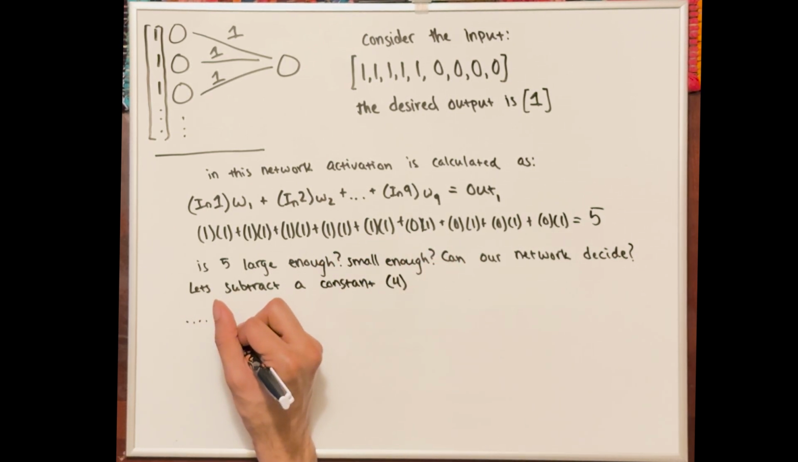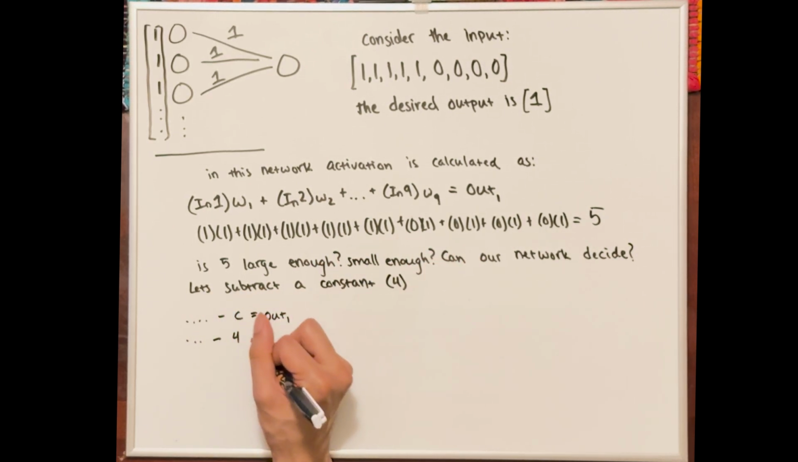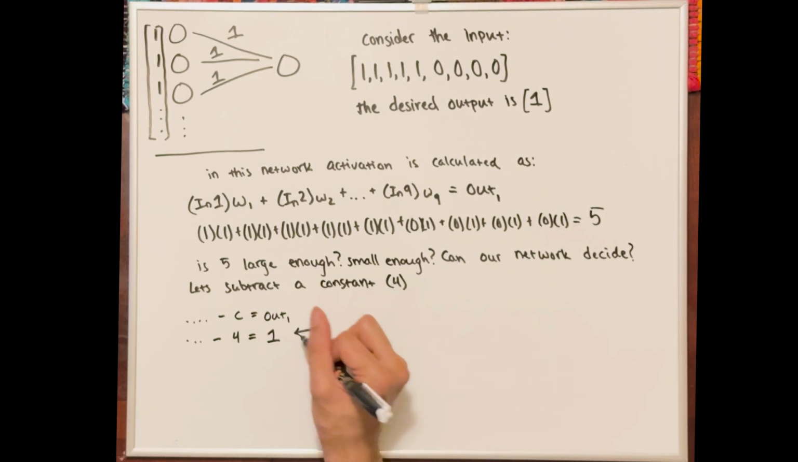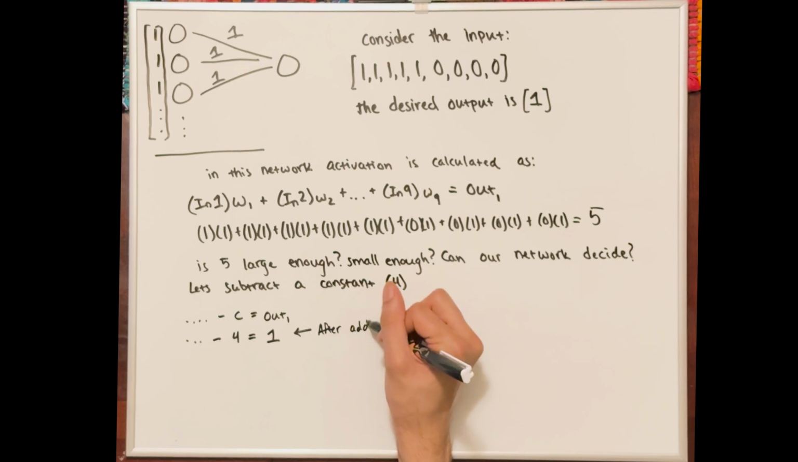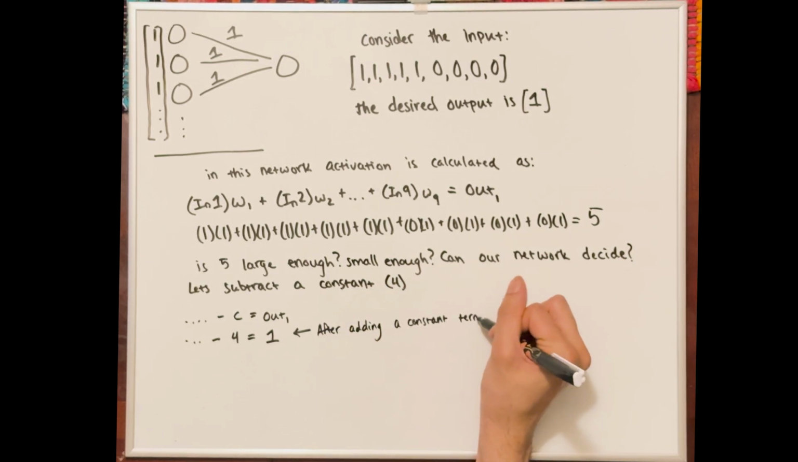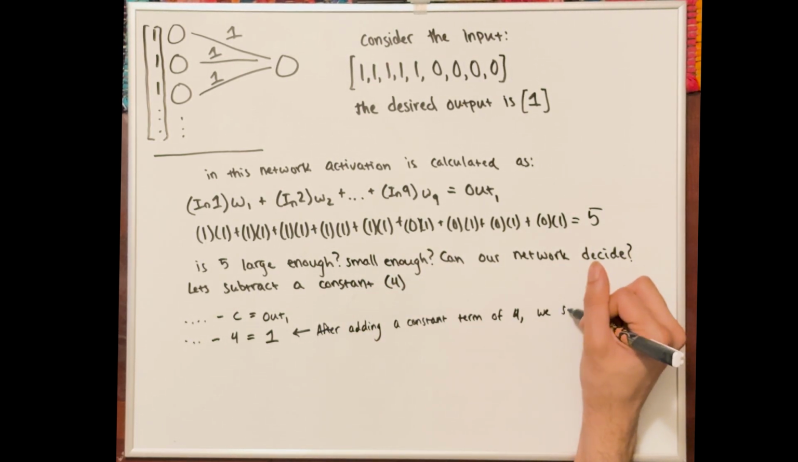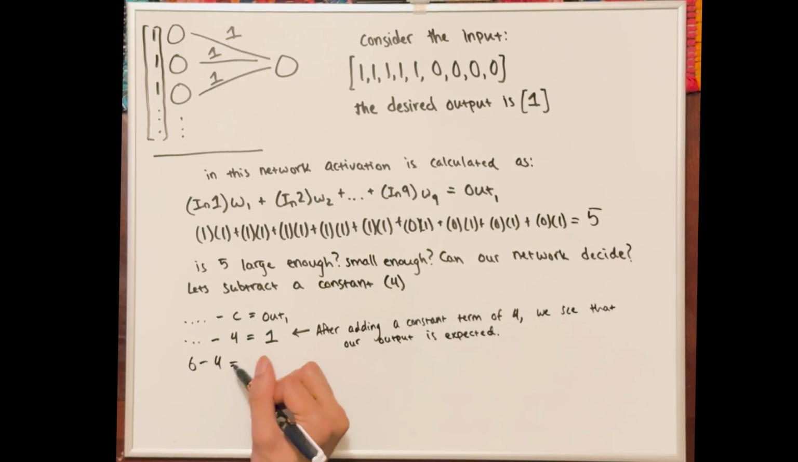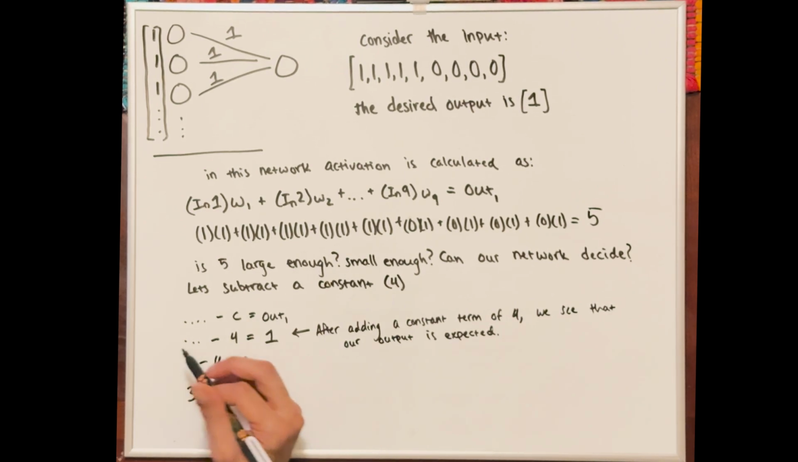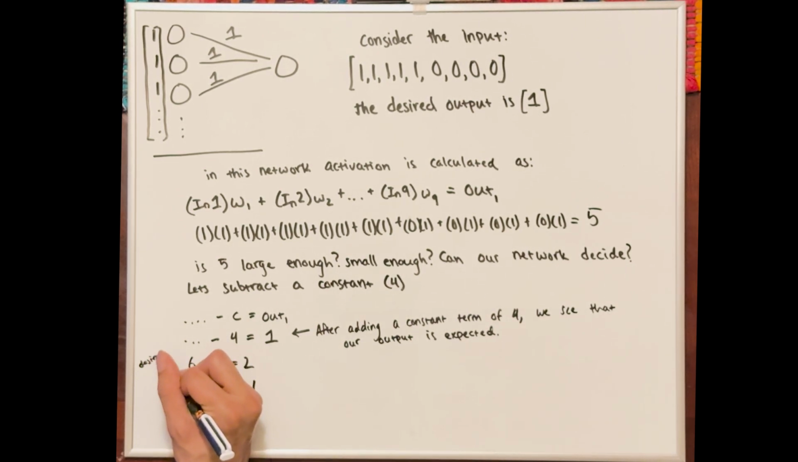Let's see what happens when we subtract a constant value. In this case, let's choose 4. By choosing 4, we're able to declare 5 as a threshold for when the output activation will be 1. If the sum is less than 5 and we subtract 4 from it, our output activation will be less than or equal to 0, not 1. If our output activation is 5 or more and we subtract 4 from it, then we'll get the expected value of 1.